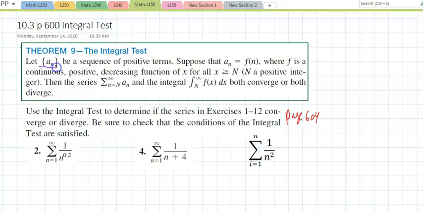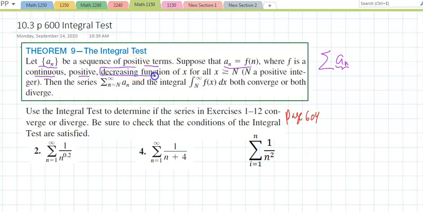Let this be a sequence of positive terms. So they're talking about this. They want this to have positive terms. Suppose a sub n equals f of n, where this a sub n is continuous. Just make sure it is continuous. Positive, make sure it's positive.